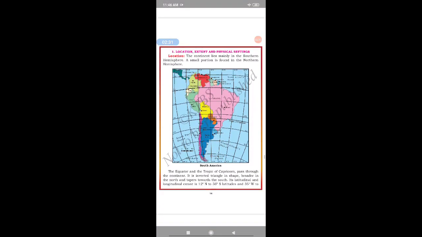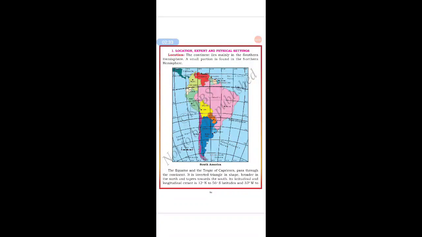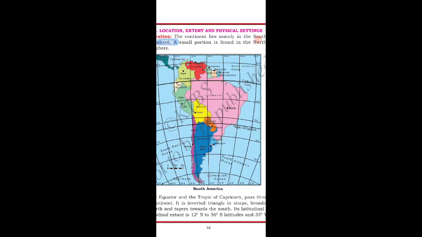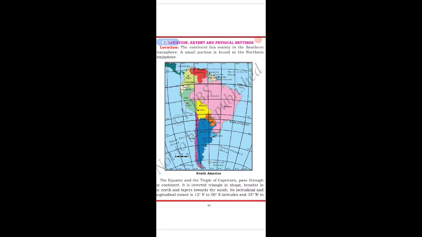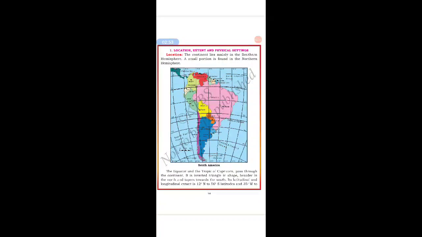As we study this, you will learn what the speciality of this continent is. So now let us see the location and extent, the physical settings. Location, where it is located. The continent lies mainly in the southern hemisphere. A small portion is found in the northern hemisphere. You can see that a large part of this continent is in the southern hemisphere, and a small portion in the north is in the northern hemisphere.